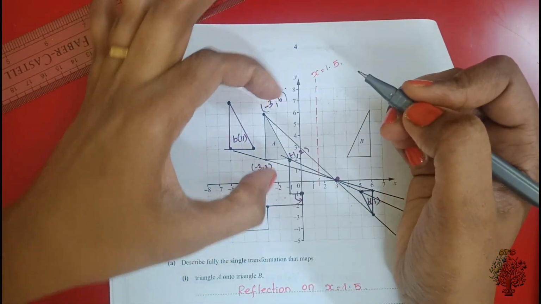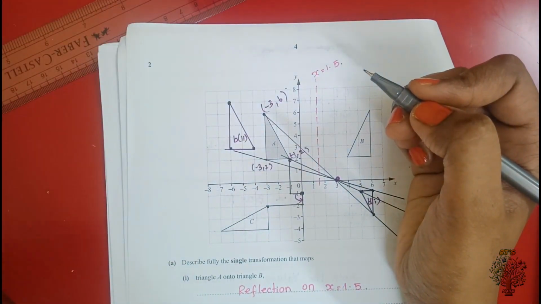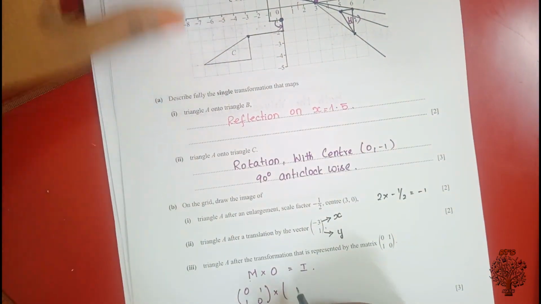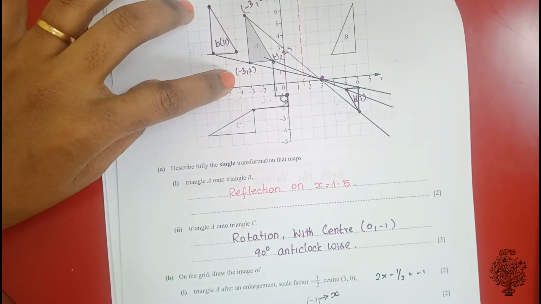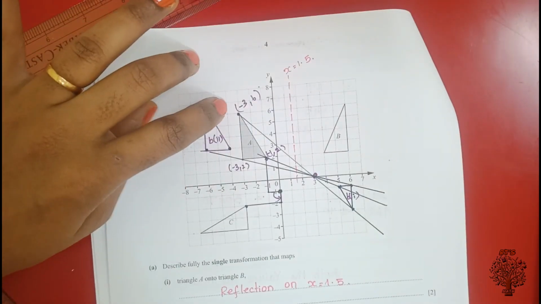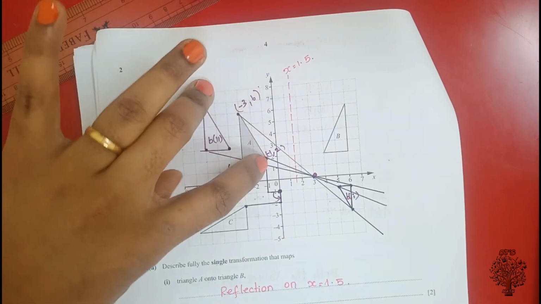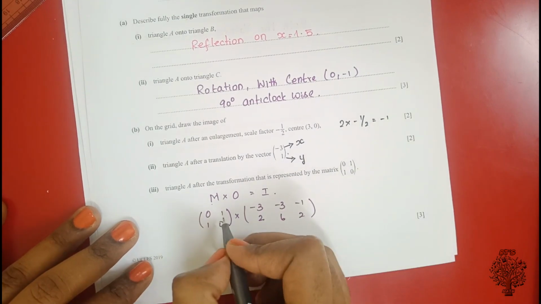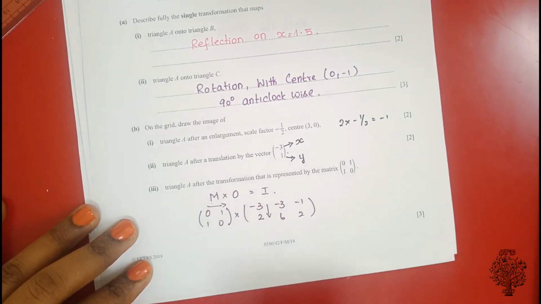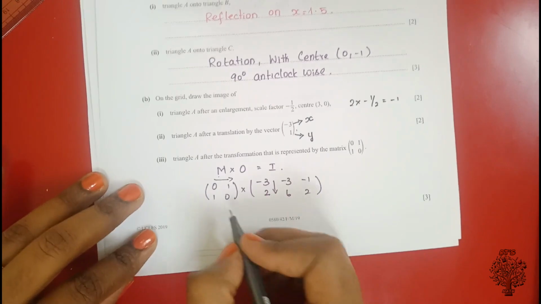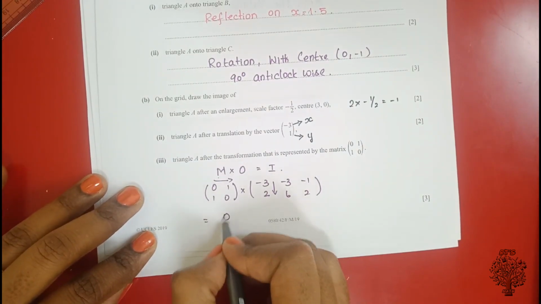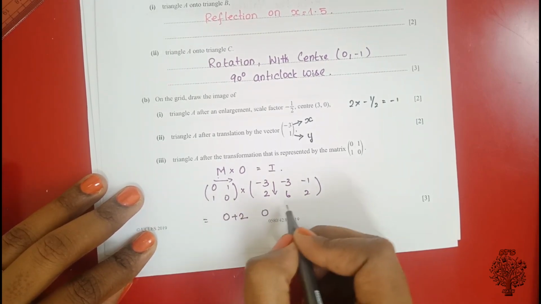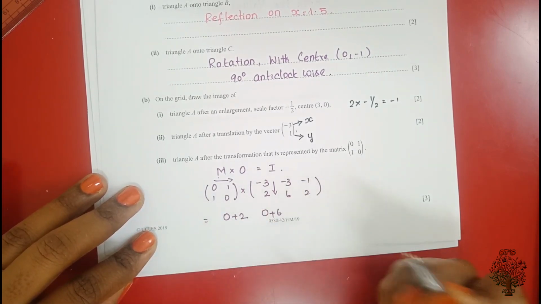You are going to frame each of these points in terms of a matrix. Okay, so I'm going to write here first point -3, 2. The next point is -3, 6, and this one is -1, 2. You have to go by row by column multiplication, which will give you the image. So I'll be solving. 0 multiplied with anything is 0. 1 multiplied with 2 is 2. 0 multiplied with anything is 0. 1 multiplied with 6 is 6.